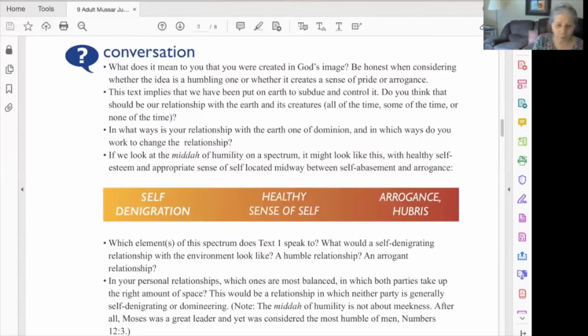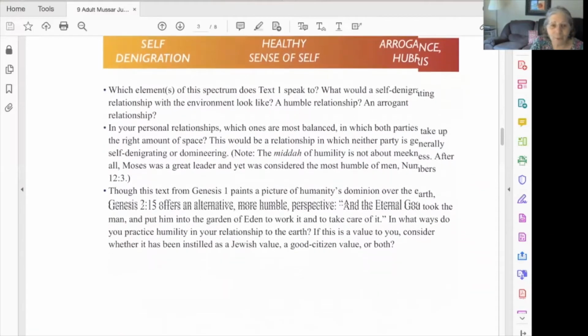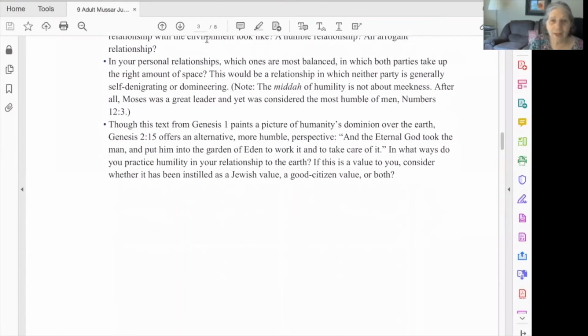As we move forward in our discussion, we look at and explore Genesis 2. The second version of Genesis, in Genesis 2, paints a completely different picture of humanity's dominion over the earth. It offers a more expansive approach and one that is more humble. It says, "And the eternal God took man and put him into the Garden of Eden to work it and to take care of it." And that's something that we want to consider in juxtaposition to the version in Genesis 1.